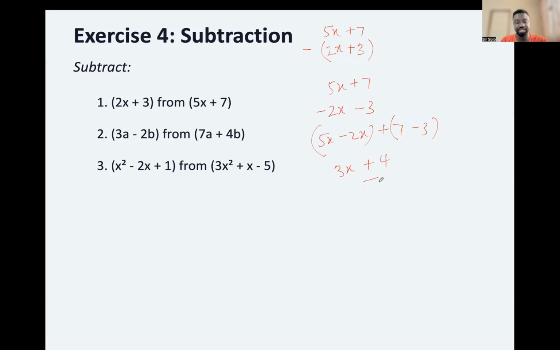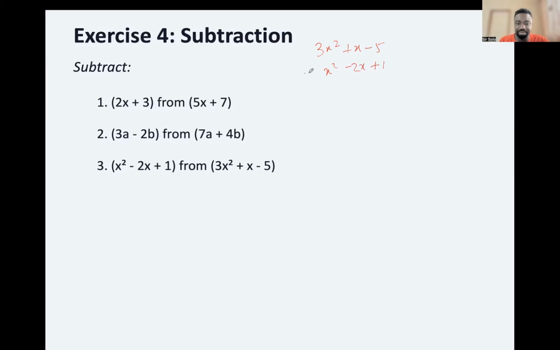Yeah, that is correct. The next question is x squared minus 2x plus 1 from x squared plus x minus 5. After from, it should be the plus. So minus, put this one in bracket. So you're going to have x squared plus x minus 5 minus x squared, because minus will multiply x squared, give us minus x squared. Minus will multiply minus 2x, we have plus 2x.